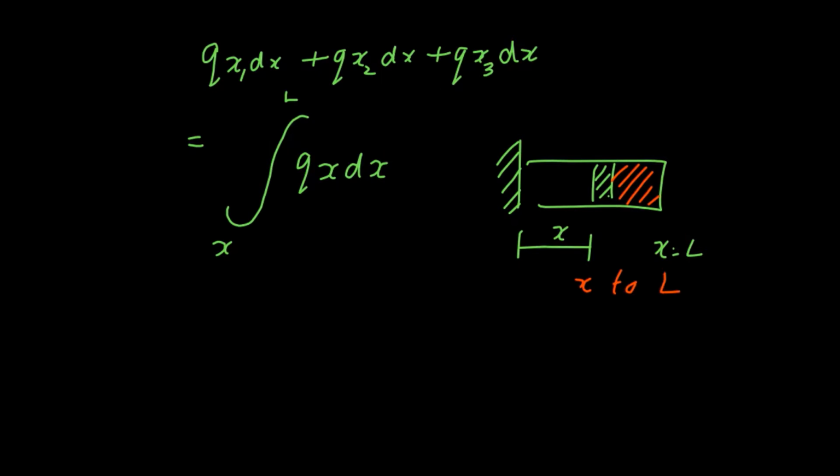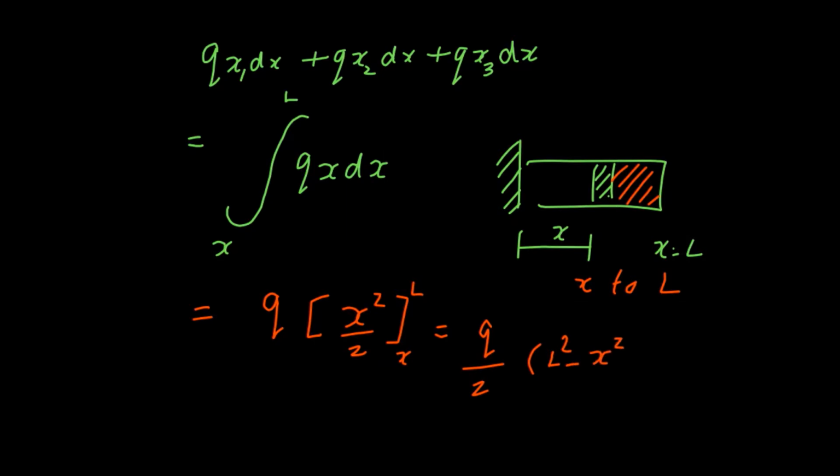Okay, so what is the integration? If you integrate q into x, you are going to get x squared over 2, over the limit x to L. So you substitute the limit, it is q over 2 into L squared minus x squared. So that is the total load that is acting on the small portion.